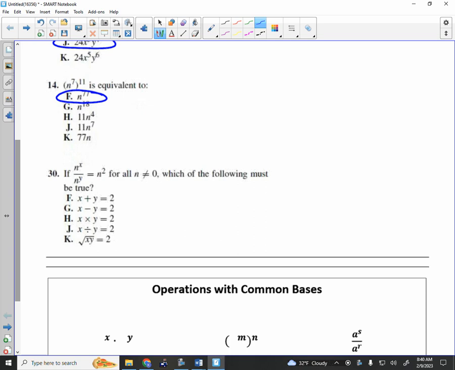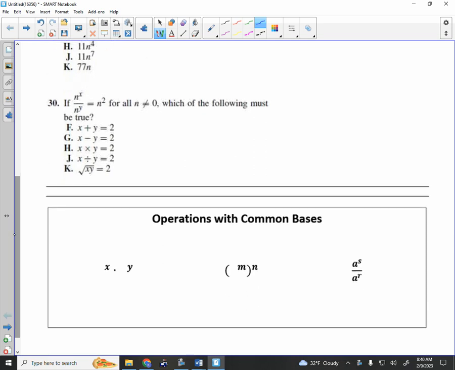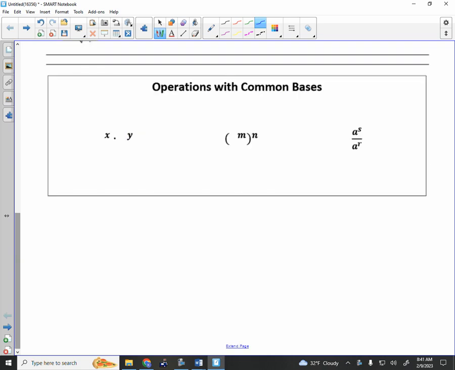You get n to the 77th. And in this situation, it says that if n to the x over n to the y is equal to n squared, which of the following must be true? Looks complicated, but for example, if you had n to the 9th over n to the 7th, that would be n squared. Because if you subtract the two exponents, you get 2. So x minus y is equal to 2. It's letter G. Okay? And that's that.